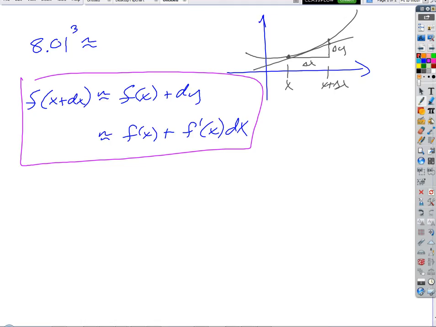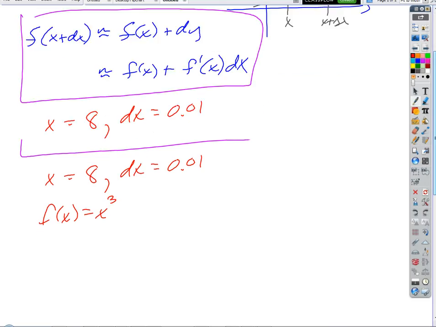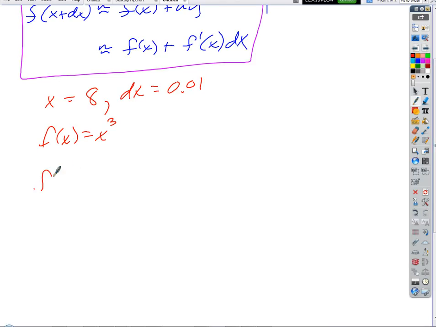So what's x going to be for our problem up here? 8. What's dx? 0.01. Okay. What's our function? x cubed. So what's f prime of x then? It's easy, 3x. What is it? 3x squared. Okay, so then this becomes pretty simple, right?